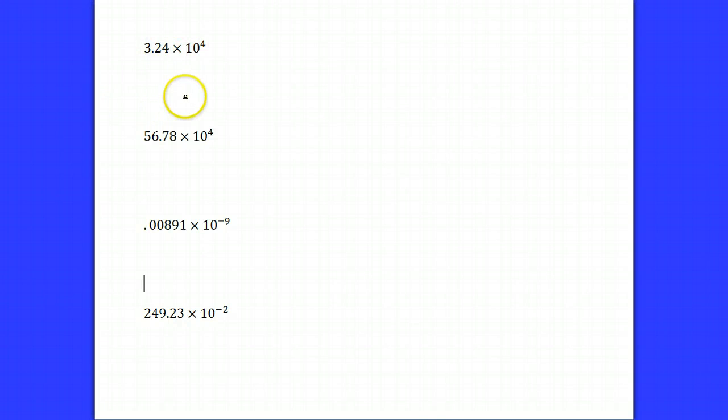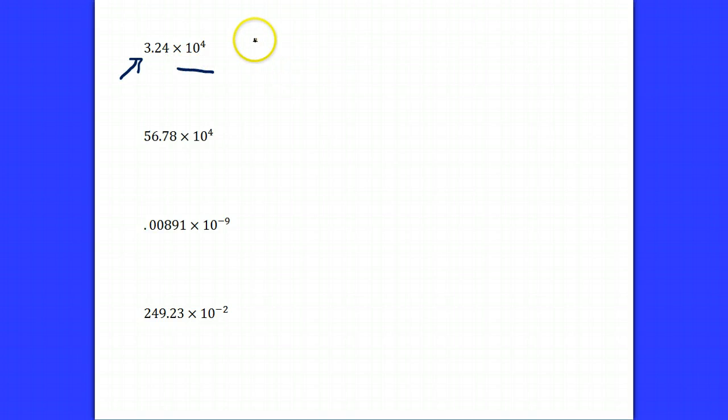3.24 times 10 to the fourth. We're basically looking for two things. We're looking for one, there should only be a single number to the left of the decimal, and it can't be 0. And we have that. We have 3 point something. 3.24 times 10 to the fourth. Of course, this being the other part of the scientific notation problem.